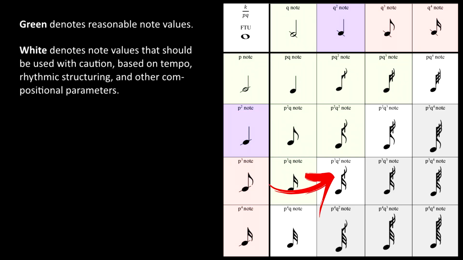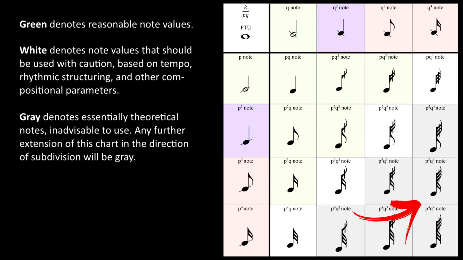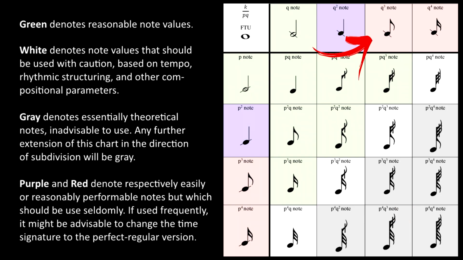White denotes note values that should be used with caution based on tempo, rhythmic structuring, and other compositional parameters. Gray denotes essentially theoretical notes, inadvisable to use. Any further extension of this chart in the direction of subdivision will be gray. Purple and red denote, respectively, easily or reasonably performable notes, but which should be used seldomly. If used frequently, it might be advisable to change the time signature to the corresponding perfect regular version.